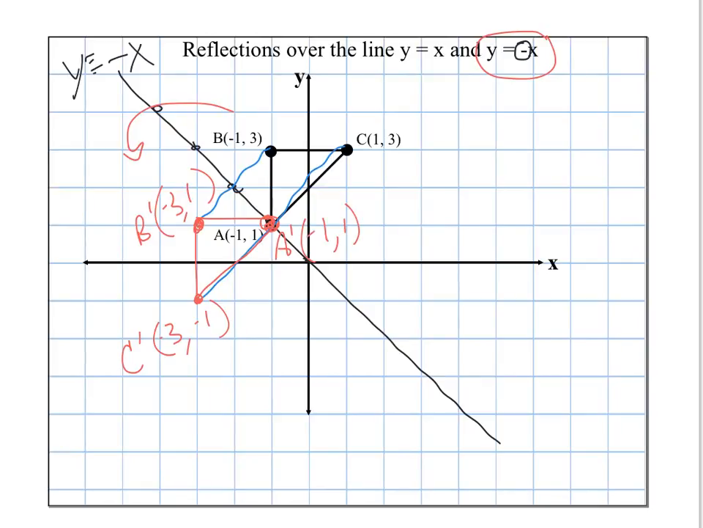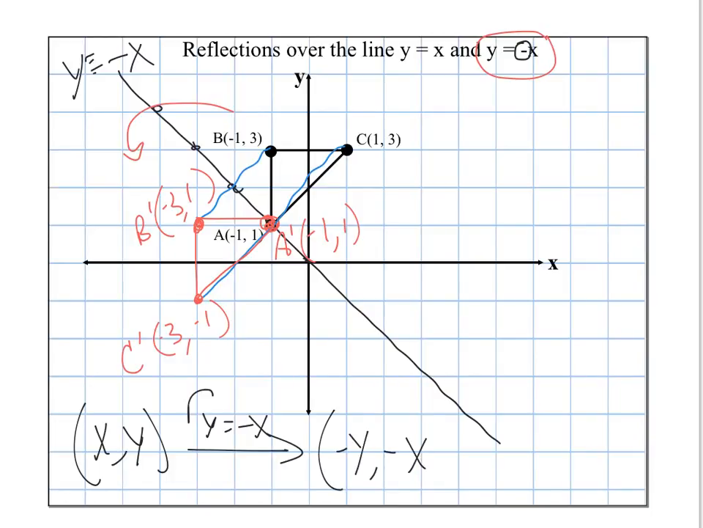All right, check out a general rule for that. So any point xy reflected over the line y equals negative x. And if we take a close look at the points, it looks like they have flipped. The x and y coordinates have flipped, but they also have been negated. So we are going to call that a negative x, negative y. I'm sorry, negative y, negative x.